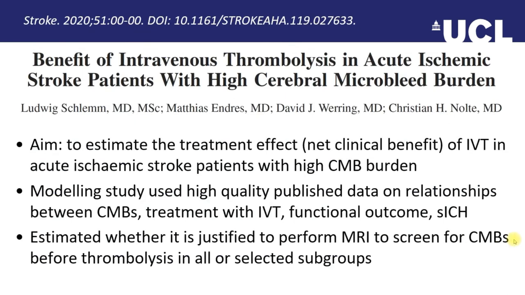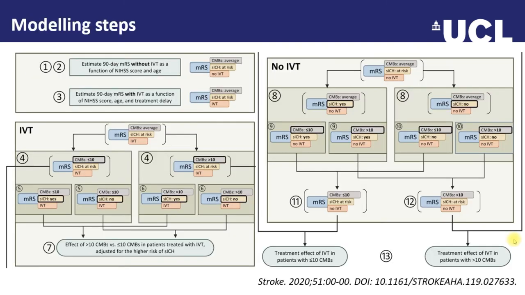This paper, led by Christian Nolte and Ludwig Schlemm from the Berlin group, was a modelling study to look at the net clinical benefit of intravenous thrombolysis in acute ischemic stroke patients with a large cerebral microbleed burden, which are the patients that cause the most anxiety in clinical practice. And we used published data to look at the relationship between microbleeds, functional outcome, and also try to estimate whether it might be justified to screen for microbleeds in selected subgroups of patients. This was a complex modelling paper, and I won't go through the methods in detail because they're published and you can see them in the paper in Stroke earlier this year.